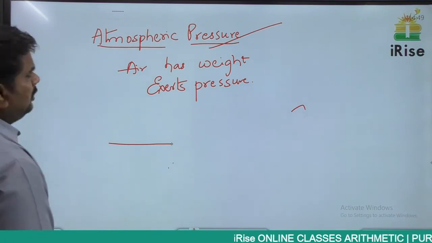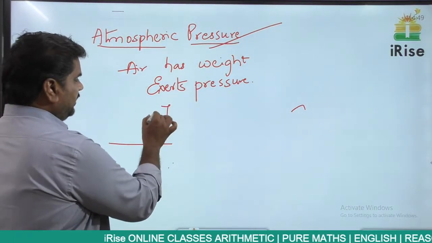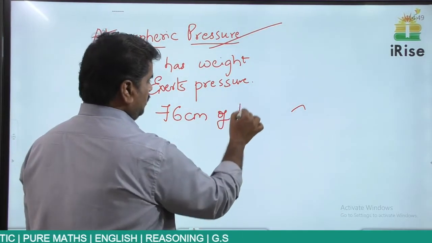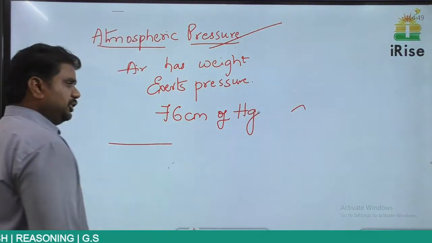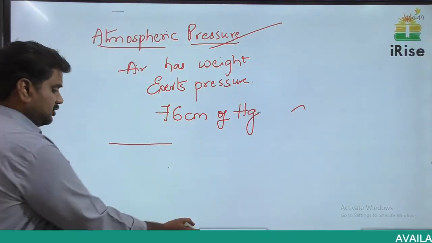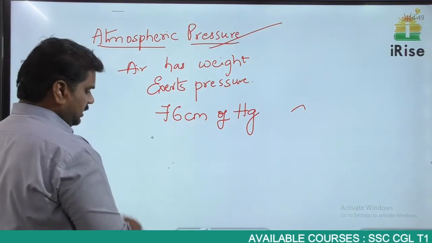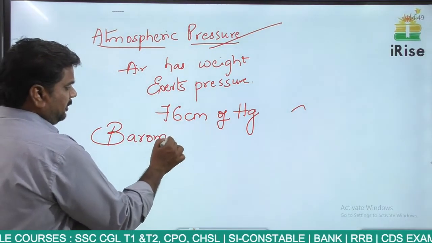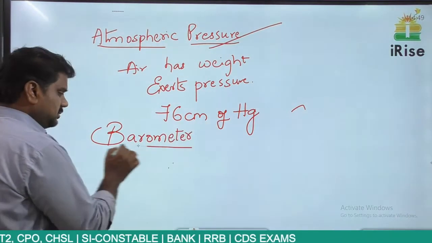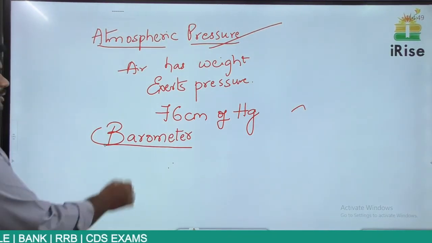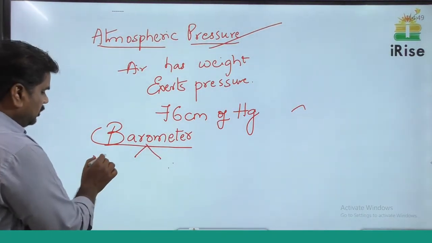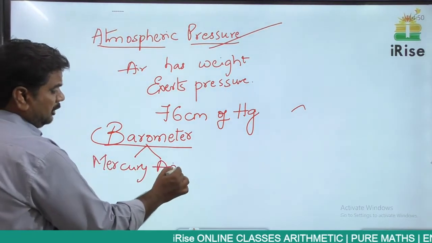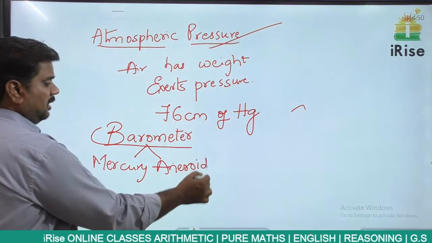Now the value of atmospheric pressure is given by 76 centimeters of mercury. Atmospheric pressure is always measured in terms of mercury. In order to measure atmospheric pressure, we use a device called a barometer. For the barometer, we have two different types: the mercury barometer and the aneroid barometer.